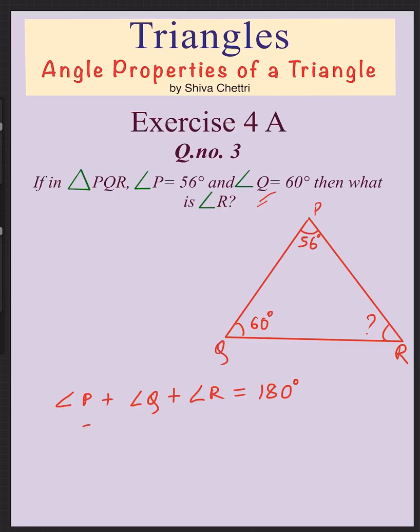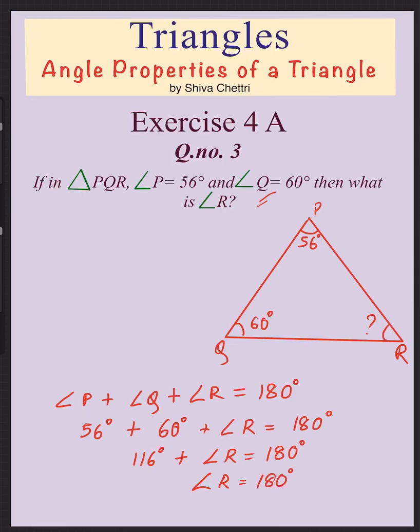So angle P is how much? 56 degrees. Angle Q is 60 degrees, and angle R is unknown. I'll write angle R itself. So now 56 plus 60 is how much? 116 degrees. So 116 plus angle R equals 180 degrees, right? So angle R equals 180 minus 116, as it goes to the other side of the equal sign. So angle R is how much? 64. Let me check. Yes, the answer is correct. So it is 64 degrees.